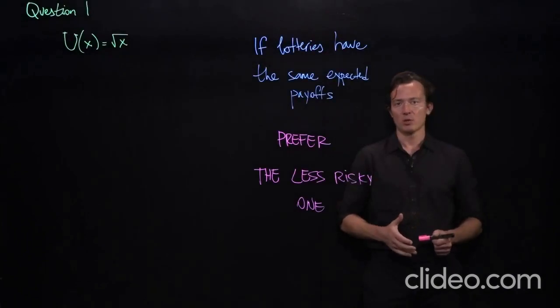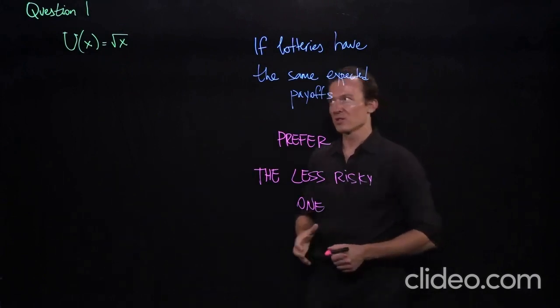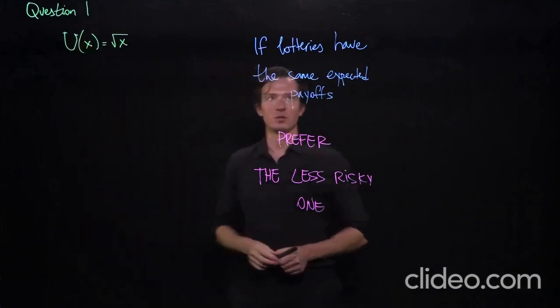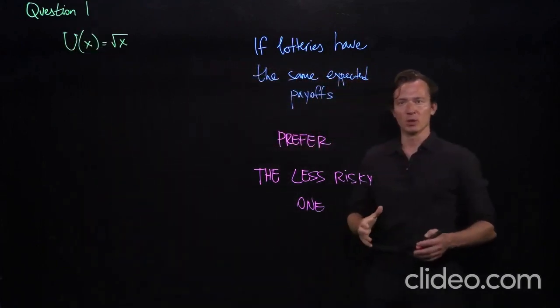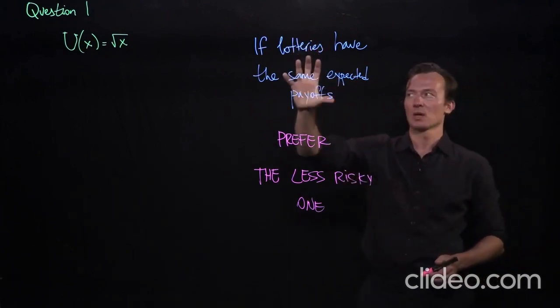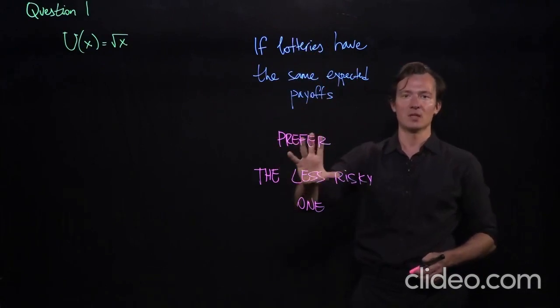We have learned in this question how to work with expected utilities. To summarize, for any risk-averse investor, anyone with a concave utility function, if there is a choice between lotteries that offer the same expected payoff, a risk-averse investor will always prefer the less risky lottery.